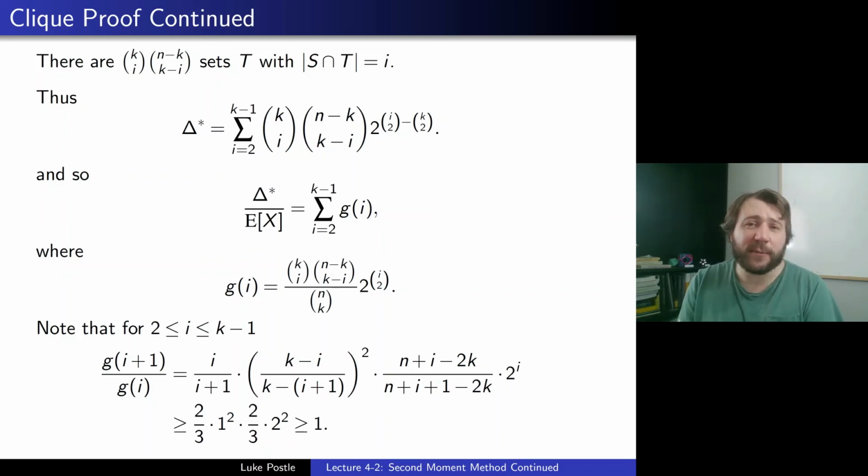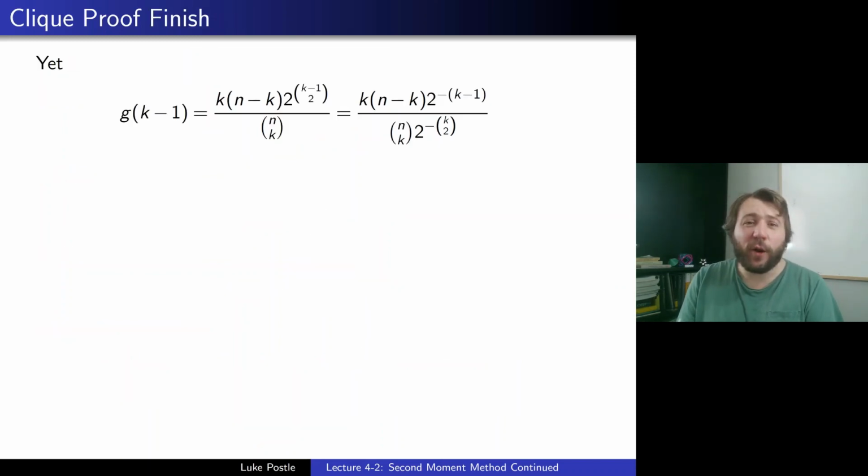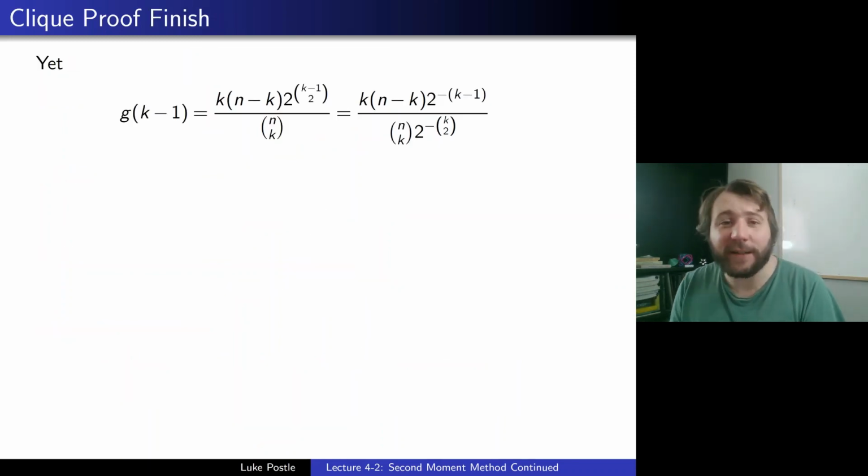So this product of these terms is at least 1, and thus the ratio of the g_i is at least 1. And thus we know that g_i is actually increasing for our values of i. So all we need to do then is look at the final i, when i is k minus 1. So g of k minus 1, you can go back to the formula and look. You get k times (n minus k) times (2^(k-1) choose 2) divided by (n choose k). And we can rewrite that as k(n minus k) 2 to the negative (k minus 1), divided by (n choose k) 2 to the negative (k choose 2).